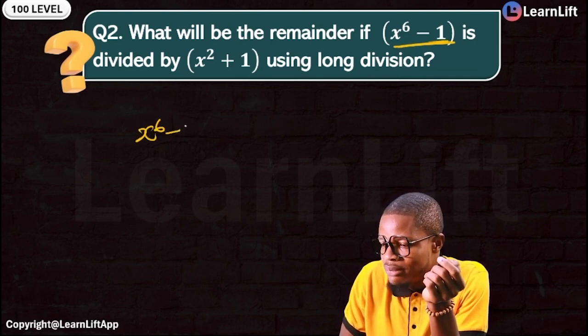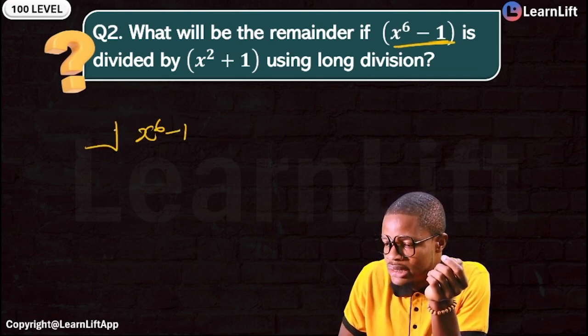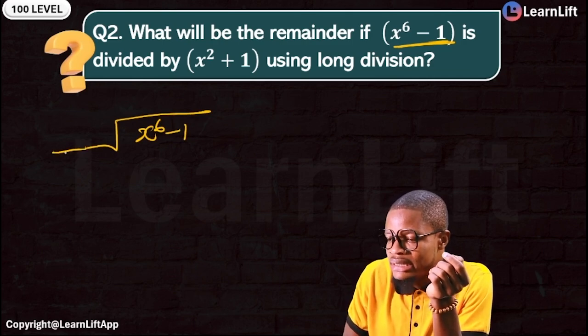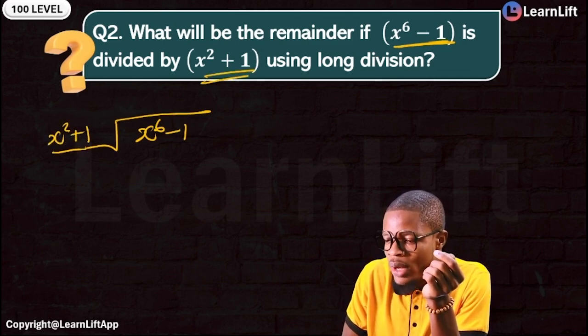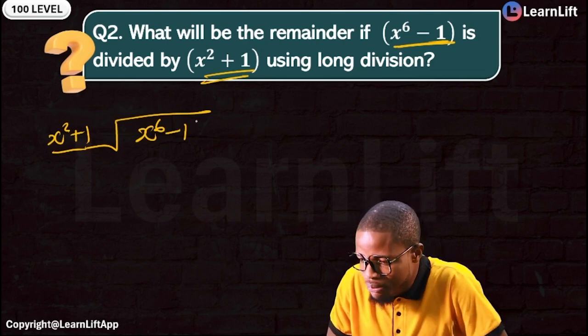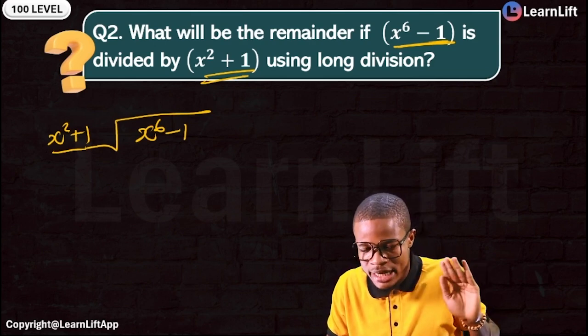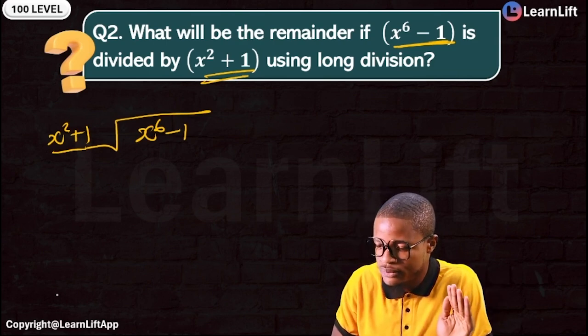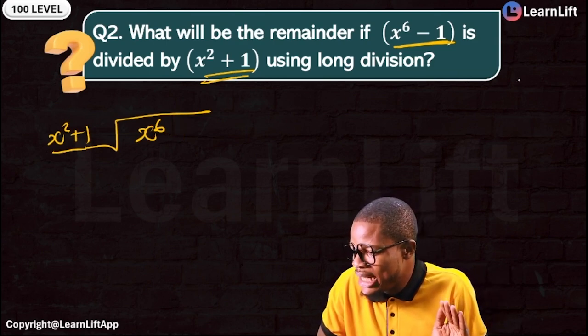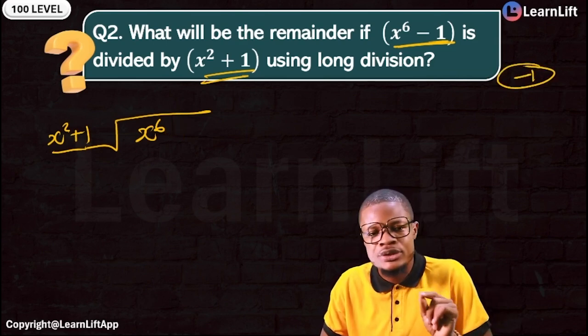X raised to the power of 6 minus 1. It will always be inside. Now, what will be outside is the divisor. This is the divisor, x squared plus 1. Now, this minus 1 here, say we said keep it one side, right? So let's remove that minus 1 and keep it one side. First, we are going to use it. So that minus 1, let's keep the minus 1 here. We are going to use it.